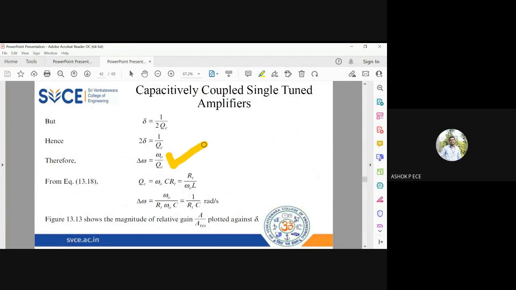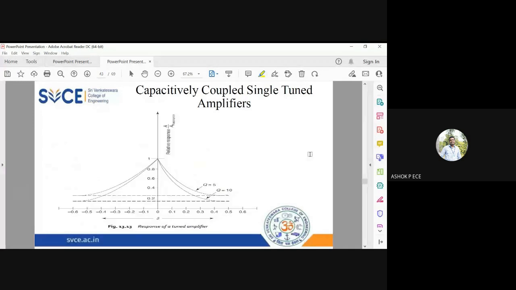Bandwidth equal to omega naught by QE, or bandwidth in terms of R and C is bandwidth equal to 1 by RT into C radians per second. If you want to convert that into frequency, you will have 1 by 2 pi RT into C. And if we plot the graph, we can see at one particular frequency f naught, the response is maximum, and away from that, it exponentially decays.